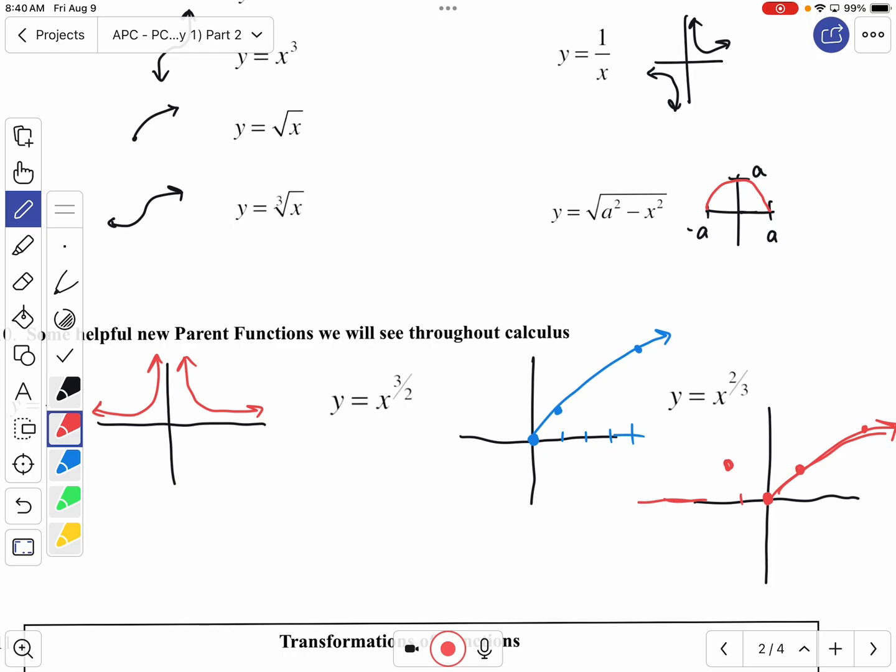positive 4, right? So I like to call this a bird function because that's how I used to draw my birds when I was a little girl, you know, in my picture.